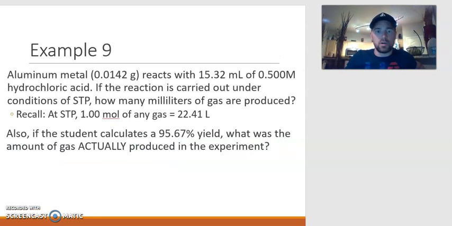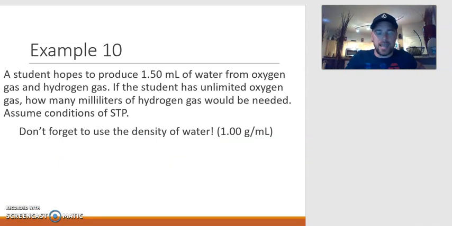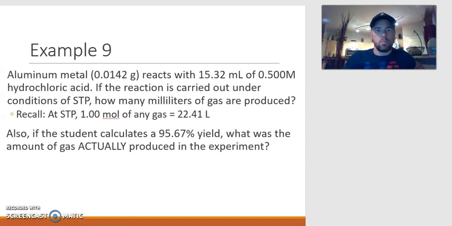There are some more examples here, example 9 and 10. You could actually do those on your own. Thinking about it, we could probably do example 9 right now. We'll do one more example. Example 10 you can do on your own. And if you have questions, you can let me know. But I wanted to keep these videos short. But let's do one more example just for the fun of chemistry, right?